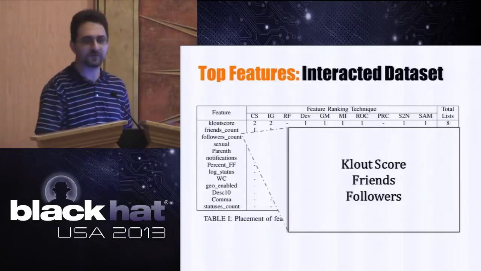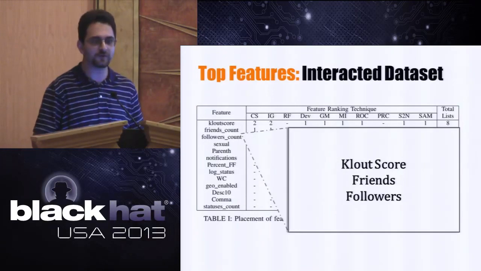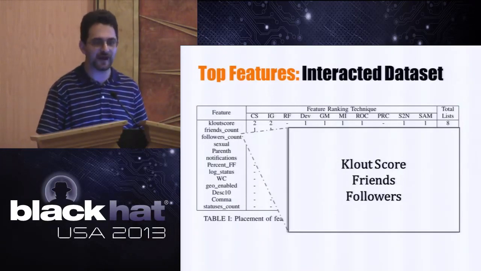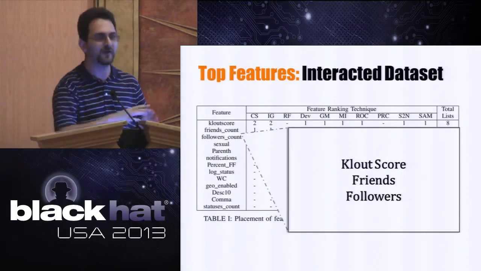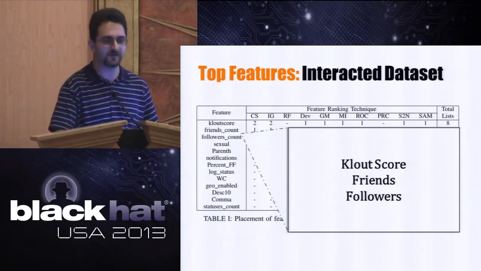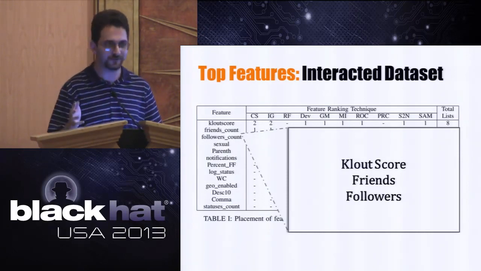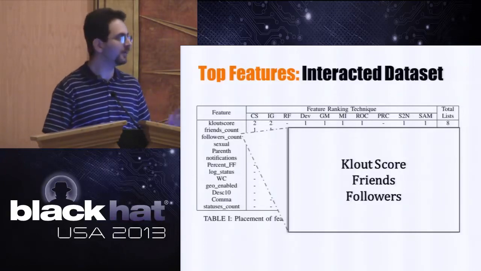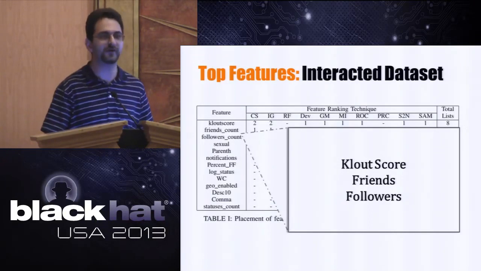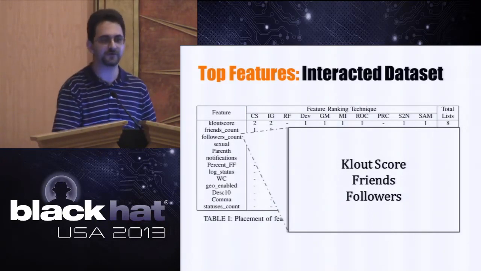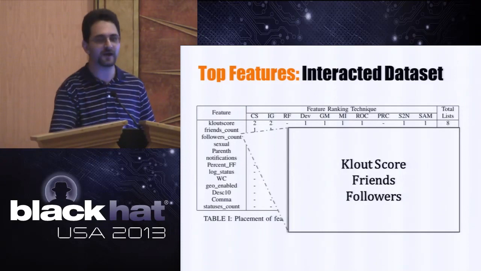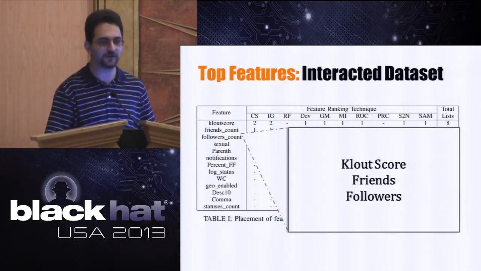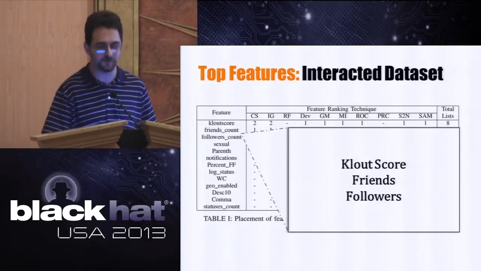So these are the three features that are most relevant for whether or not a user interacted with the bot. In particular, the clout score was the most relevant. The people with higher clout scores were more likely to interact with the bot, and this was the strongest correlation of any other features. And then friends count and followers count were second and third place. So this shows us that users that have more friends are more likely to interact with the bot in some fashion, with friends or followers.